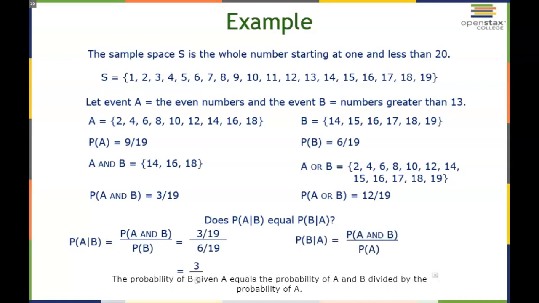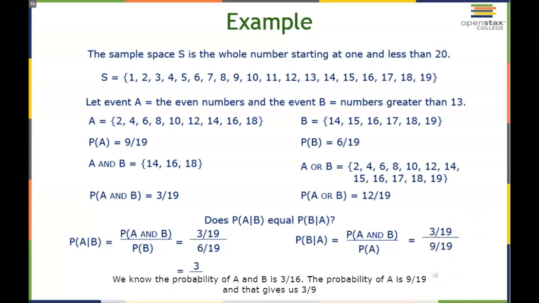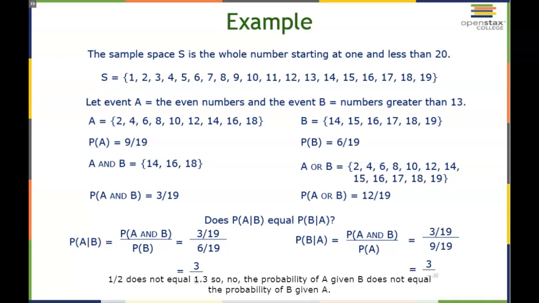The probability of B given A is going to be the probability of A and B all over the probability of A. We know the probability of A and B is 3/19. The probability of A is 9/19, and that gives us 3/9, which is 1/3. 1/2 does not equal 1/3, so no. The probability of A given B does not equal the probability of B given A.